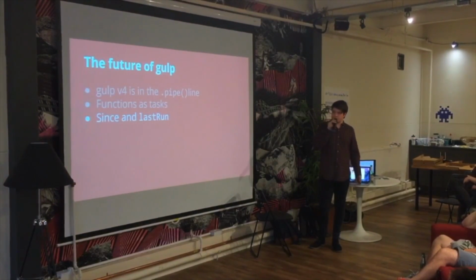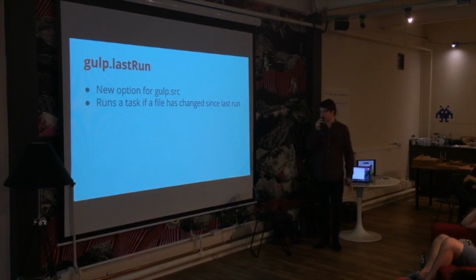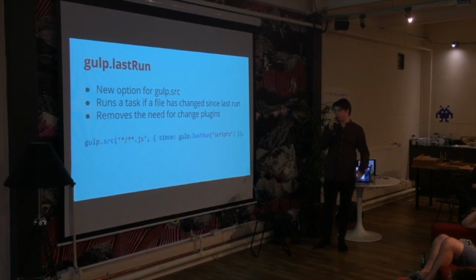So there's another one called since and last run, which are probably one of the better upgrades in version 4. It's a new option for Gulp SRC, and it runs a task if the file has changed since the last time a certain task was run. And it removes the need for change plugins. By that I mean there's a lot of plugins like Gulp Changed, Gulp Newer, and Gulp Cache, which will only run tasks if the file has changed. But this is now native.